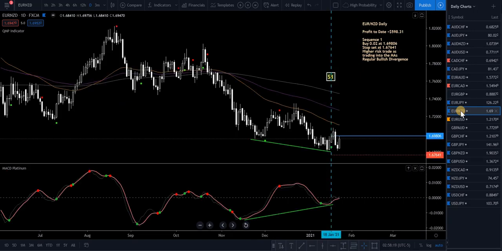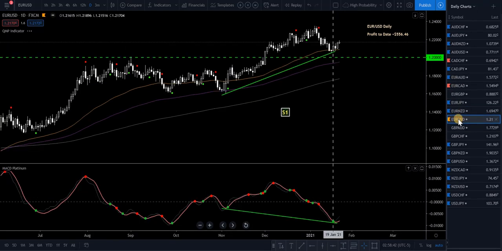Euro New Zealand. I took a buy in here. It's gone against me, came down towards the stop, now bouncing up nicely. You can see my notes: high risk trade, trading into the MAs, regular bullish divergence, stop in place. So it's a high risk trade, trying to get out. The MACD Platinum's just about through the 0 level, so if we get above the entry level, I'll probably just close this trade for now.